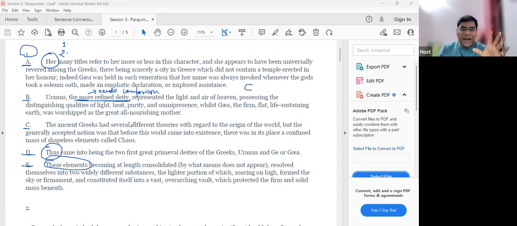The ancient Greeks had several different theories with regard to the origin of the world. But the generally accepted notion was that before this world came into existence, there was in its place a confused mass of shapeless elements called chaos. So you talk about the ancient Greeks, and they had some theories about the origin of the world, and maybe this is what their introduction to that theory is. So C becomes an opening sentence. There is no doubt about it.